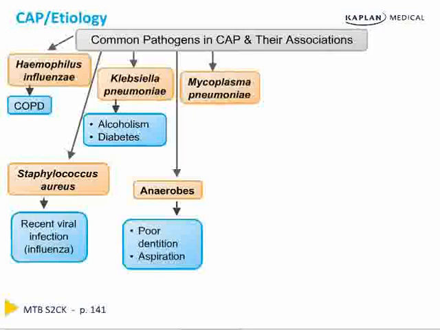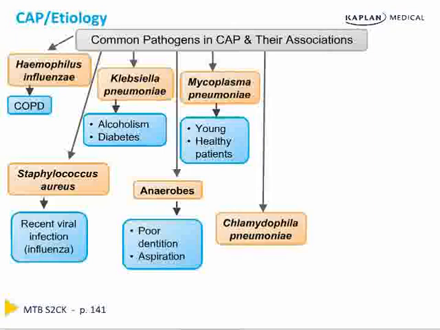Mycoplasma pneumonia can also cause pneumonia, and this typically occurs in young healthy patients, often in settings where many people are living in very close quarters, such as a military base or a college dormitory. Similarly, chlamydophila pneumonia can also cause pneumonia in young healthy patients, but you should be aware that this type of pneumonia can result in hoarseness of the voice.